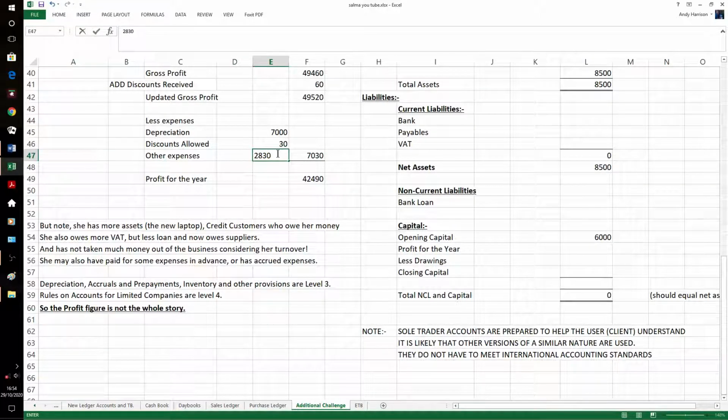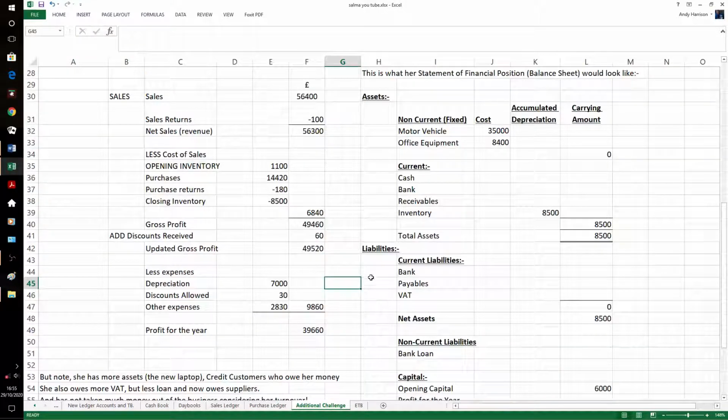You can see I've already created the sheet for everything to add up right. So her profit for the year, this is the amount she'd pay tax on, or there'd be an adjustment for depreciation, it has to be calculated a different way, 39,660 so far. It's only April. So what do we do with this? Well, we lay it out into our balance sheet or statement of financial position.